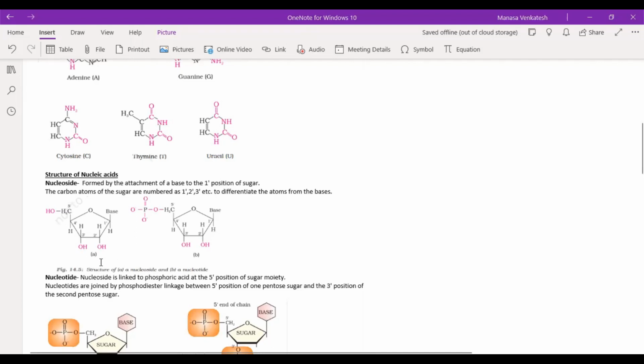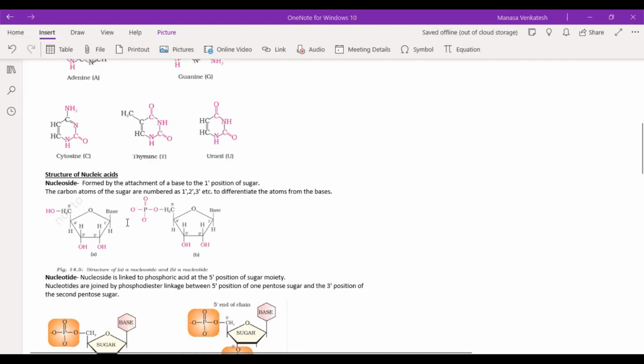So here you have this, which is a nucleoside because it just has a base, but a nucleotide has a phosphoric acid. So a phosphoric acid is attached at the 5th carbon atom. So instead of a hydrogen, you have a phosphoric acid group attached to it.